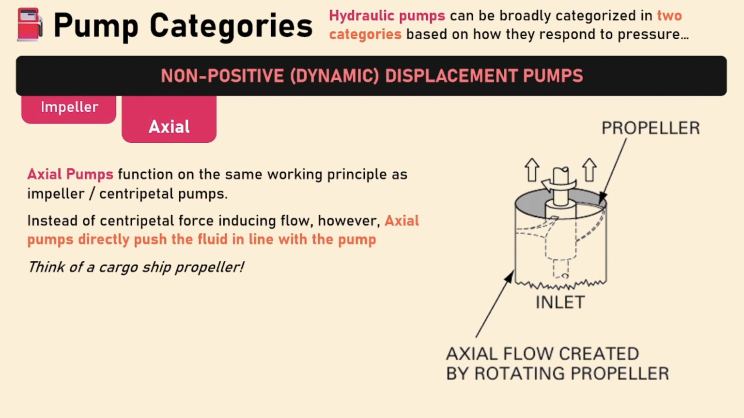Axial pumps work very similarly, however, they are in a straight axis and just push the water forward instead of this sort of radial approach, right? You can think of this as a motor on a boat, or a ship, right? Axial pumps function the same way. However, instead of using centripetal flow, the axial pump directly pushes the fluid in line with the pump, right? So you've got your propellers here, an inlet, and as these propellers spin, it pushes the fluid through. This shares almost all the same properties of an impeller type pump.